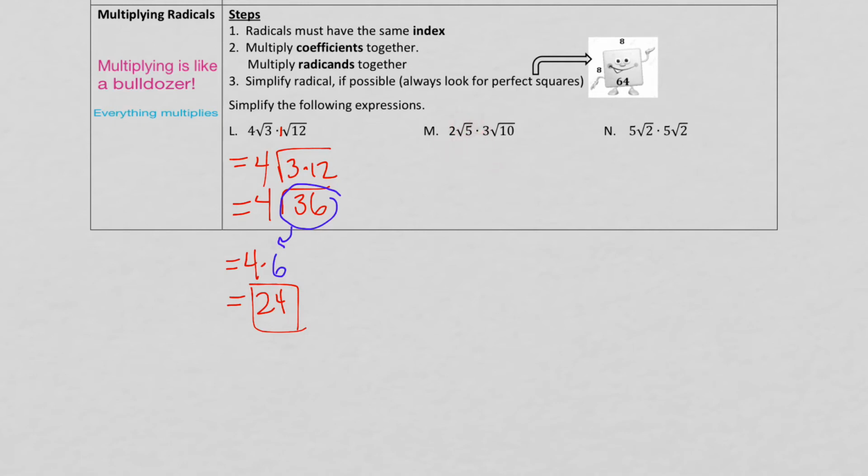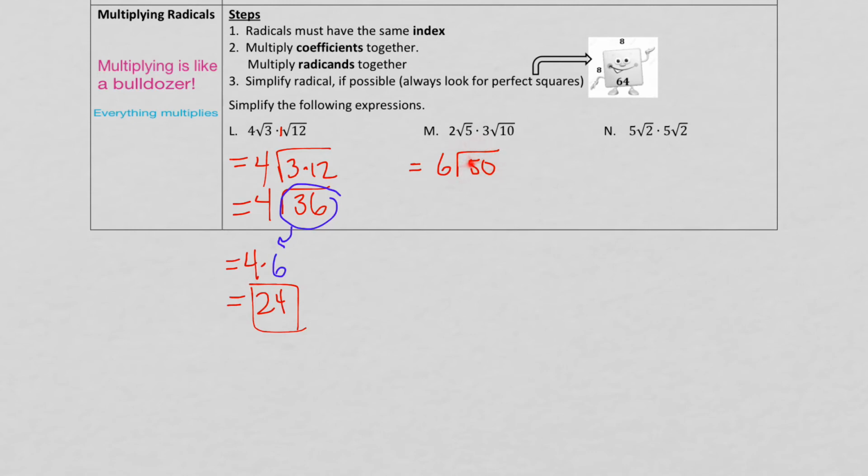Example M. Here it's 2 radical 5 times 3 radical 10. Again, I don't care that the radical 5 and radical 10 are different. When I multiply, I just put them together. So here's how it works. Multiply the coefficients, so 2 times 3 is 6. And then simply multiply the radicands. So 5 times 10 is 50. At this point of the question, what you need to consider is, can you simplify the square root any more?